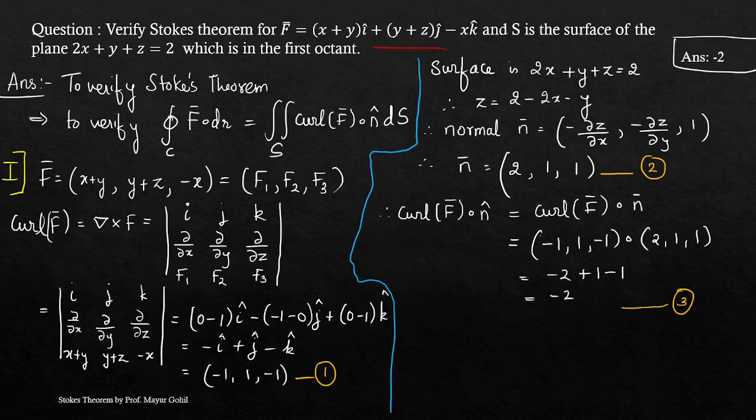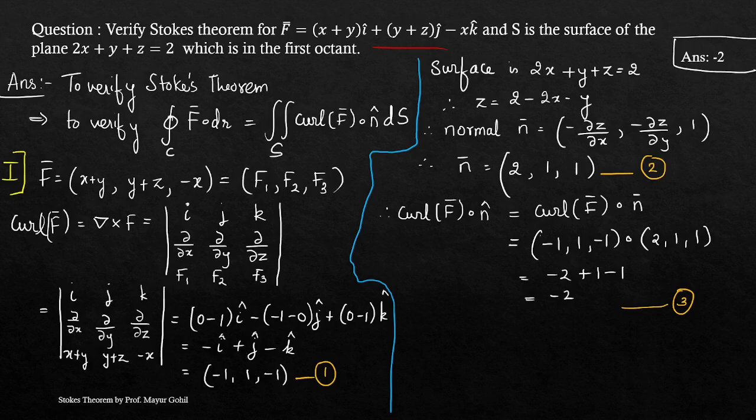So here we have seen how to start with the verification. The first step we took was we wrote the statement that we want to verify. So there was an LHS and there was an RHS. Each time the RHS is very easy to solve, unless the diagram is very difficult. For the RHS, the curl F bar and n hat are very easy. Calculate curl F bar, and once you get it, you calculate n hat easily. So you calculate the first three: curl F bar, the normal and the dot product.